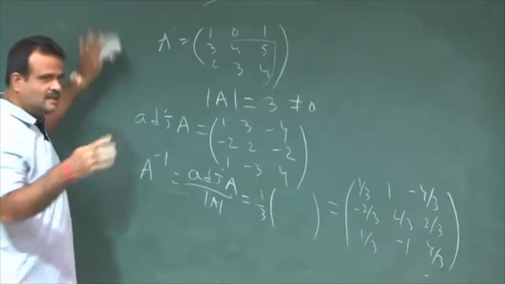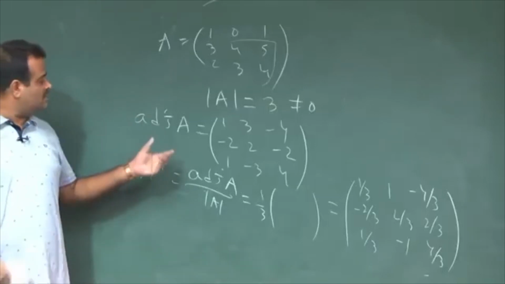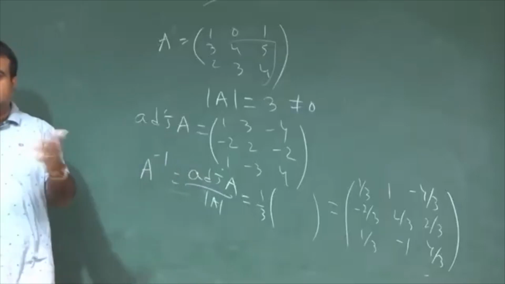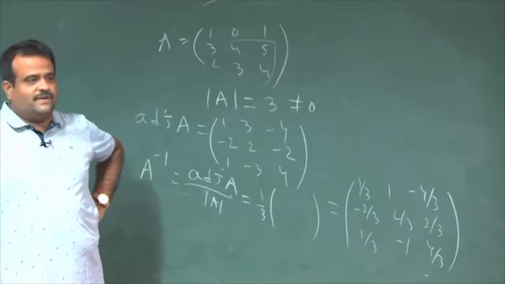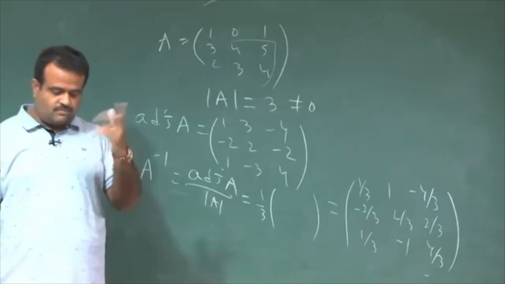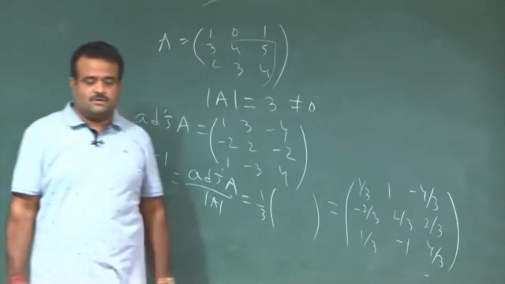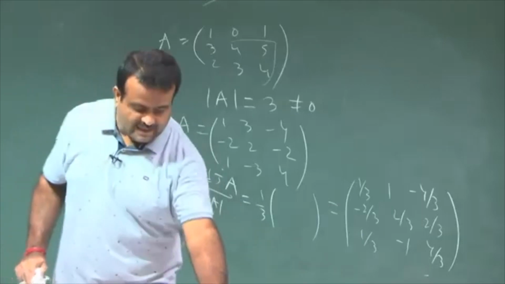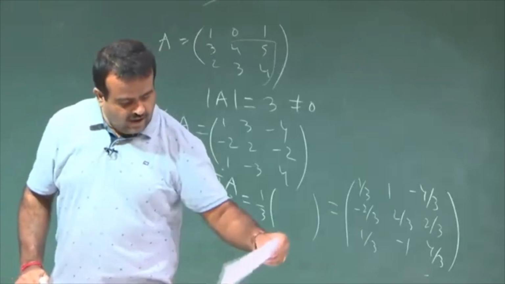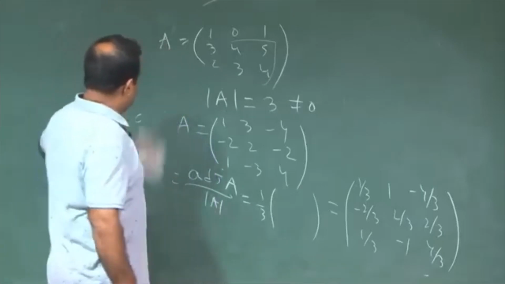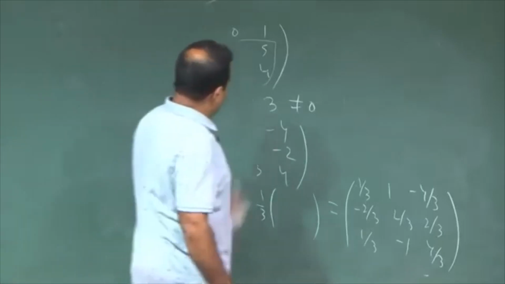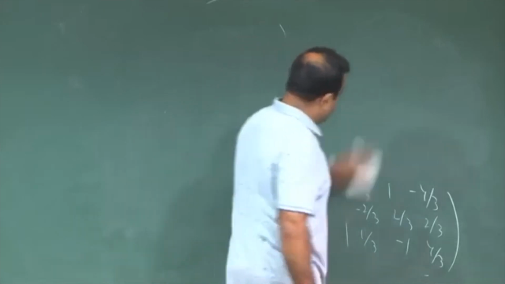Now, we will see later how to do this, because finding the adjoint is very difficult for a large matrix. How can we get the inverse for a large matrix? We have to do some kind of elementary operation, row operation, column operation. So, we will see that. Okay, so let us talk about how to use elementary operations to find the rank of a matrix.